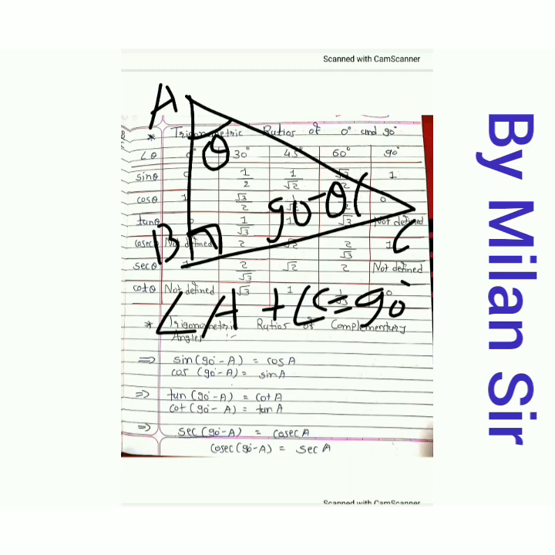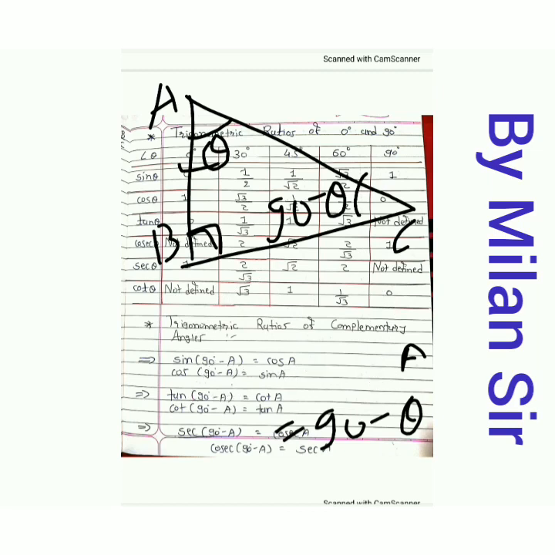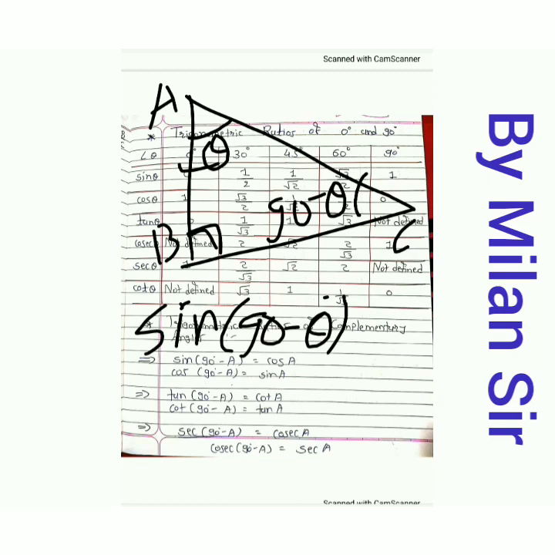So here find the value of C. So transfer A to the right hand side. That means 90 minus angle A. We take angle A equal to theta. So C is equal to 90 minus theta. Right? Now sin(90 minus theta). Opposite side AB upon hypotenuse AC.